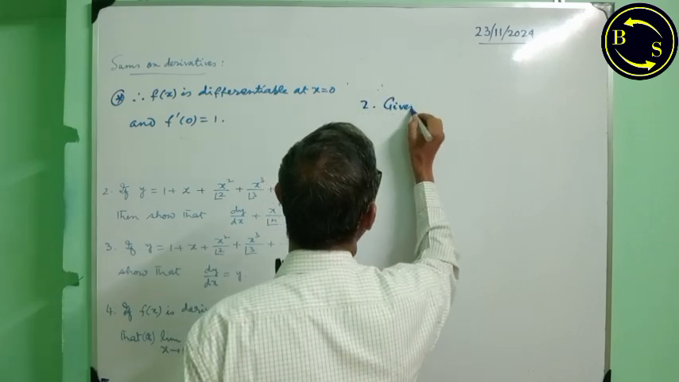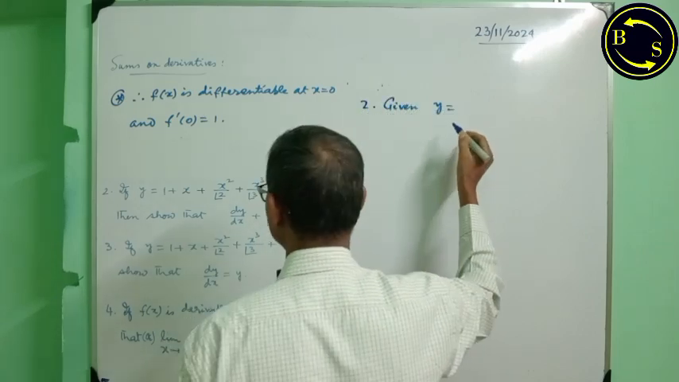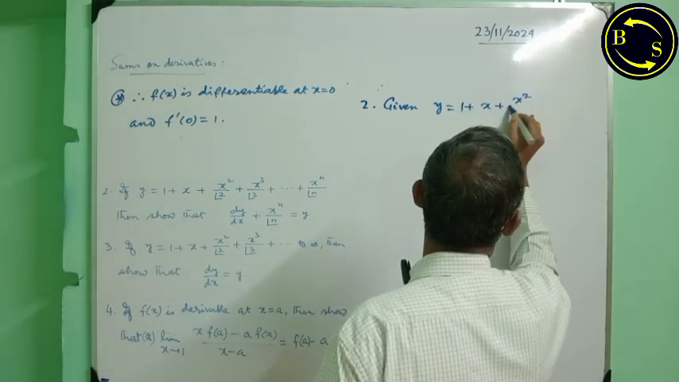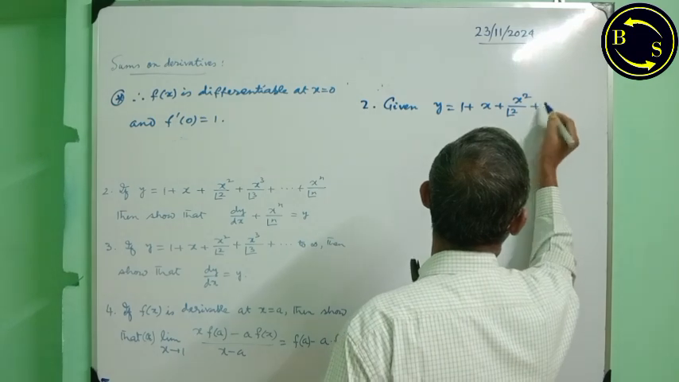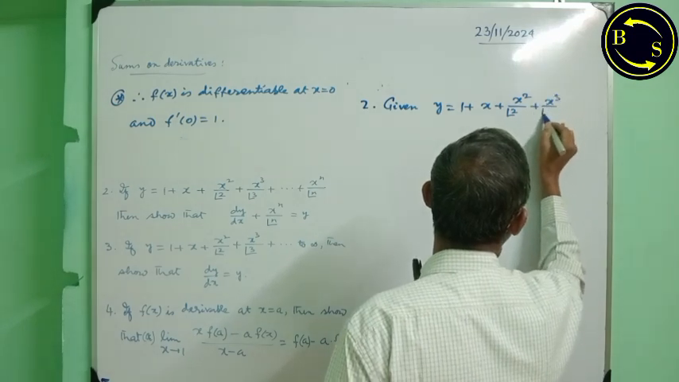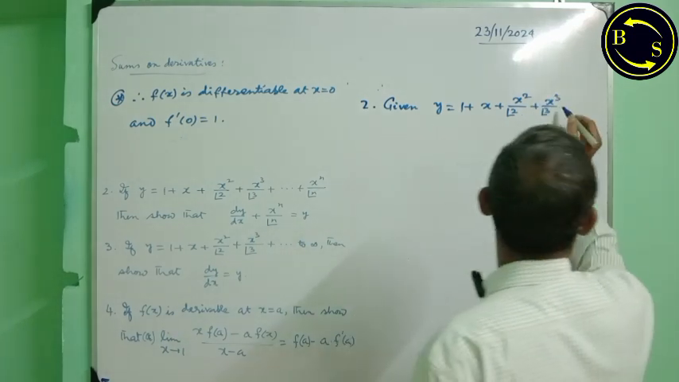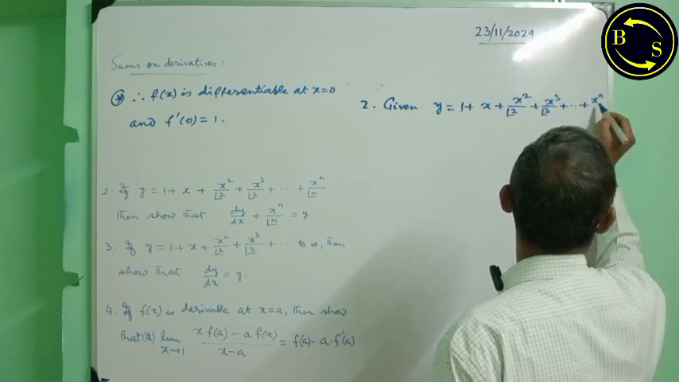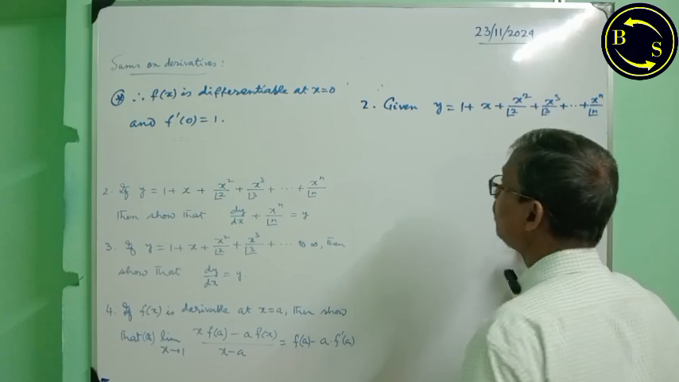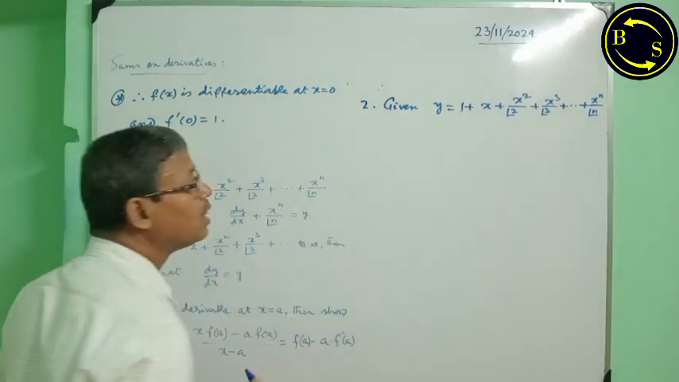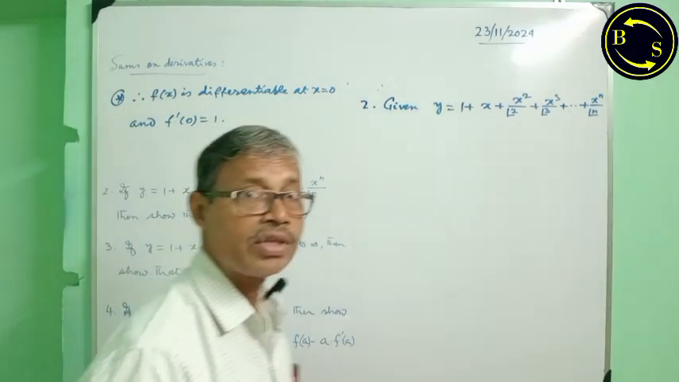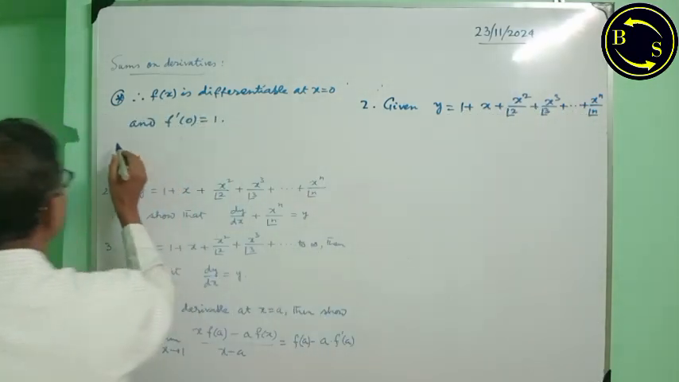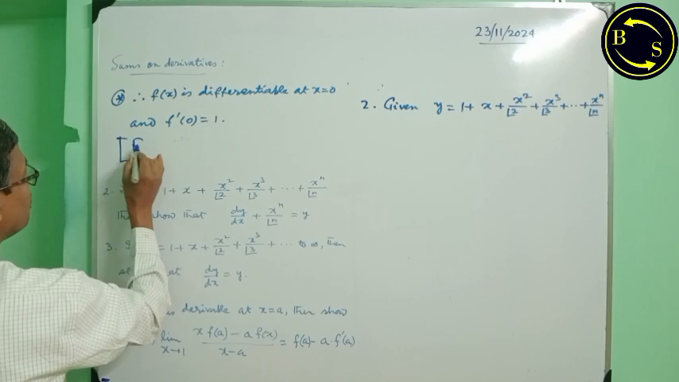Given y is equal to 1 plus x square by factorial 2 plus x cube by factorial 3 plus x to the power n by factorial n. One thing I have not discussed yet, the factorial symbol. Just I discuss here.